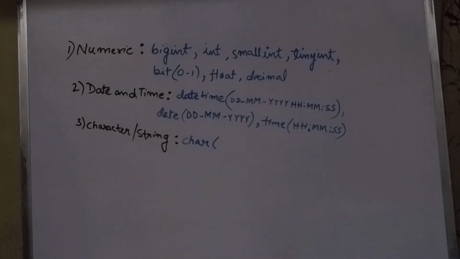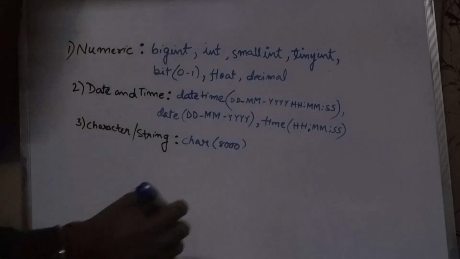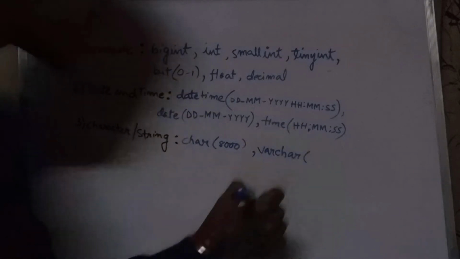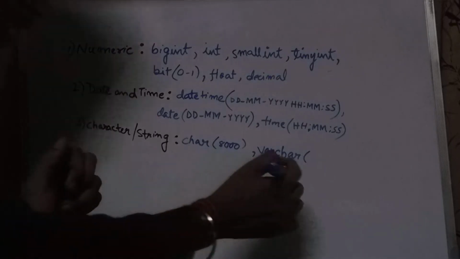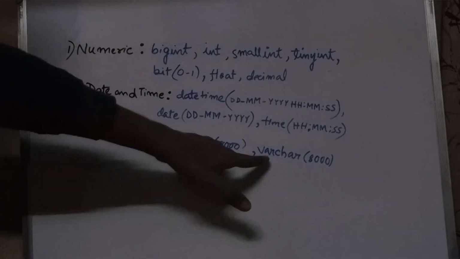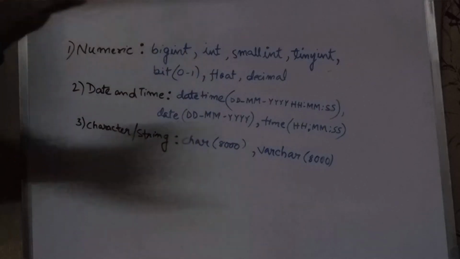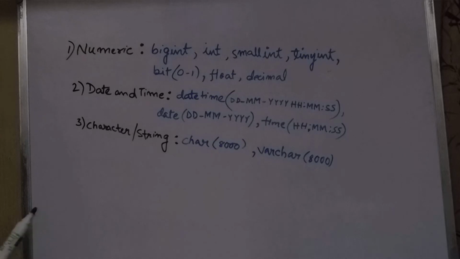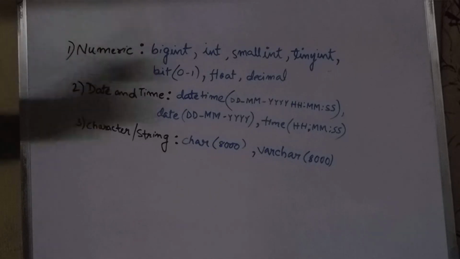In the char data type, you can store character values, but the length of that character is fixed and it can store up to a maximum of 8000 characters. After that comes varchar. Varchar, as the name suggests, stores character values with a maximum length of 8000. But the difference between these two is that in char the length must be fixed, whereas in varchar the length can be variable.